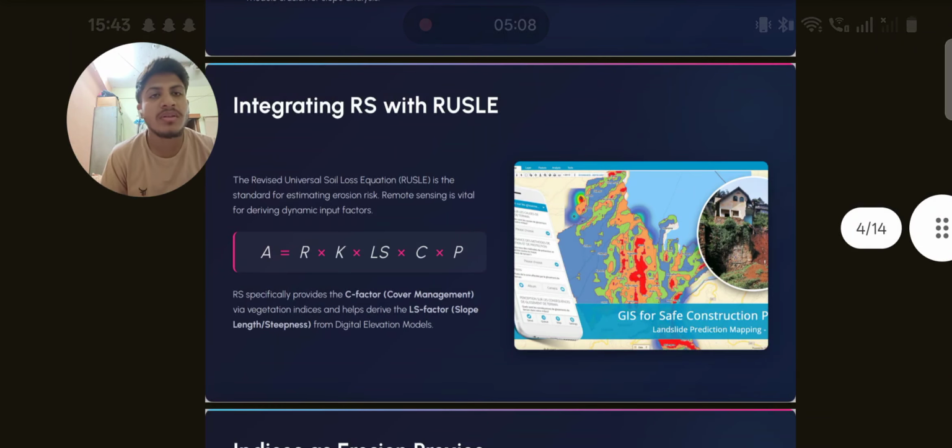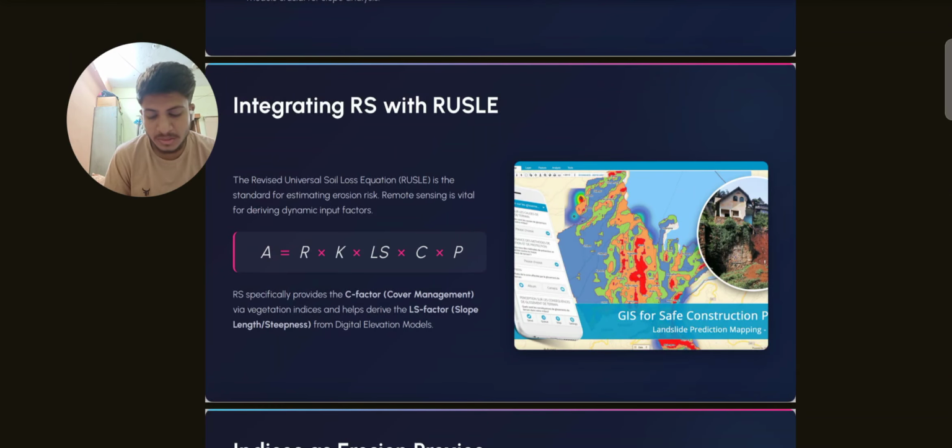Integrating RS with RUSLE. The integration of remote sensing with the Revised Universal Soil Loss Equation is one of the most effective and widely used approaches for quantitative soil erosion assessment. This combination allows for accurate, spatially distributed, and up-to-date estimates of soil loss across large and diverse landscapes.